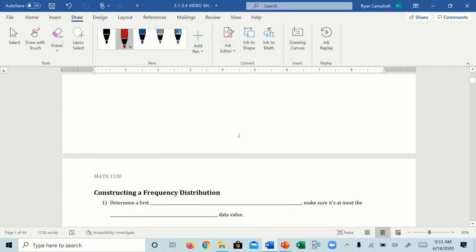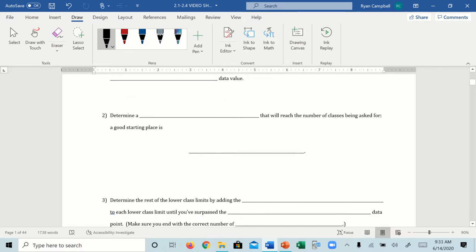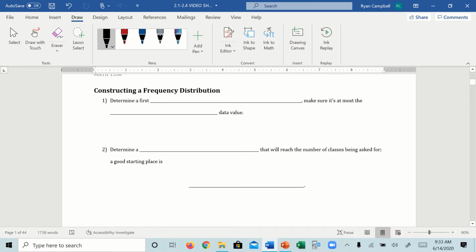All right. So now that we know what to do, let's do it. So we know what a frequency distribution is. Let's construct some now. So the first thing you want to do is determine the first lower class limit.